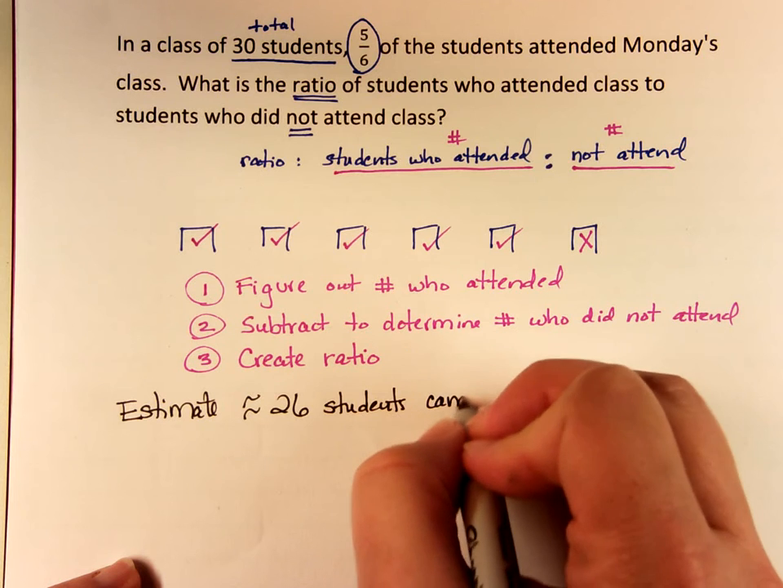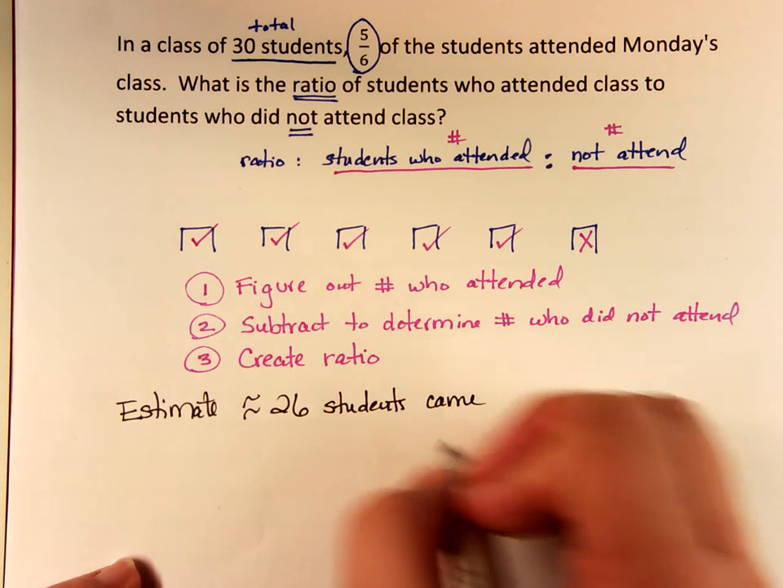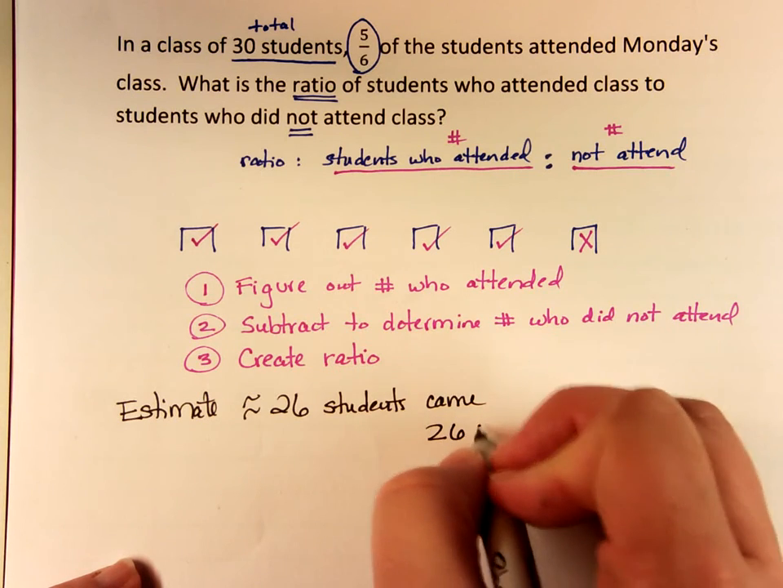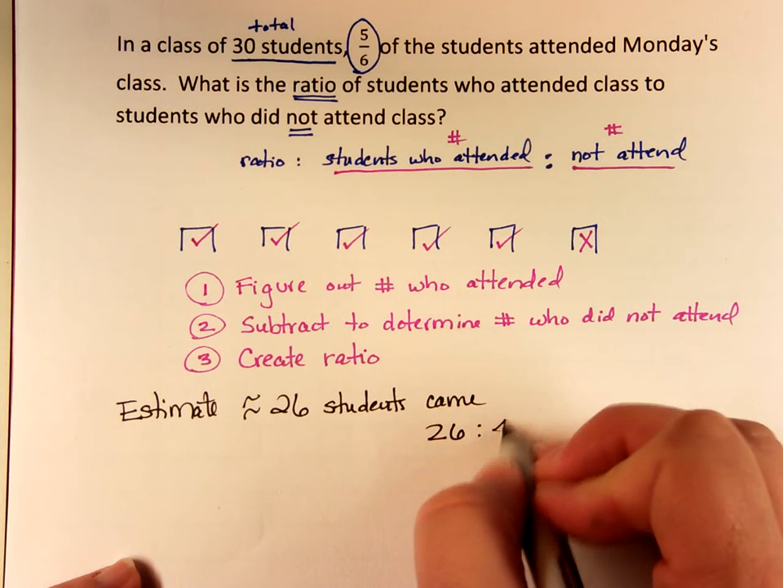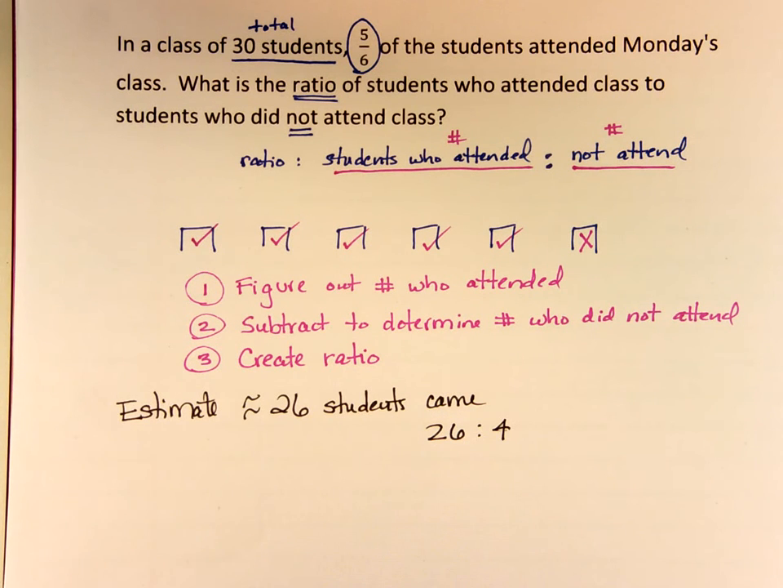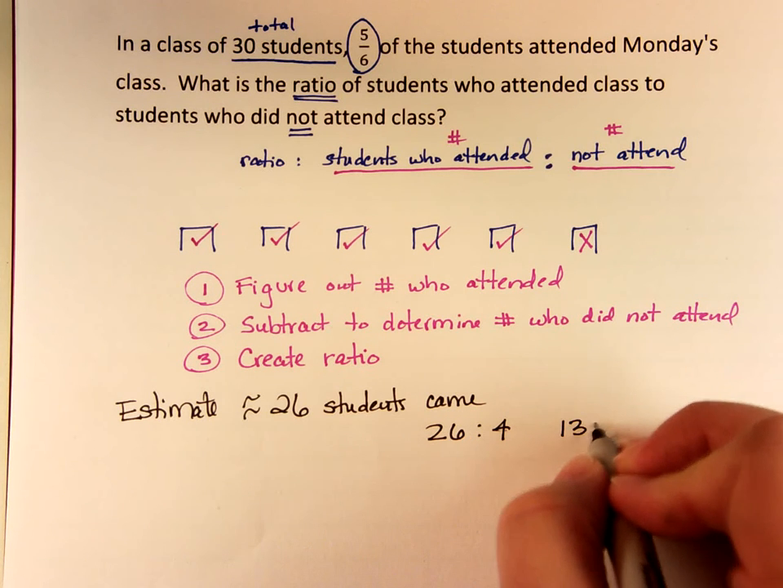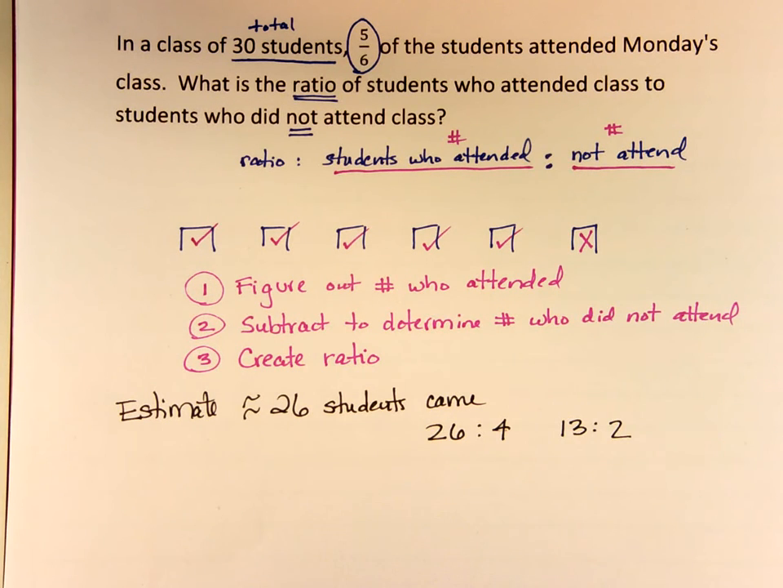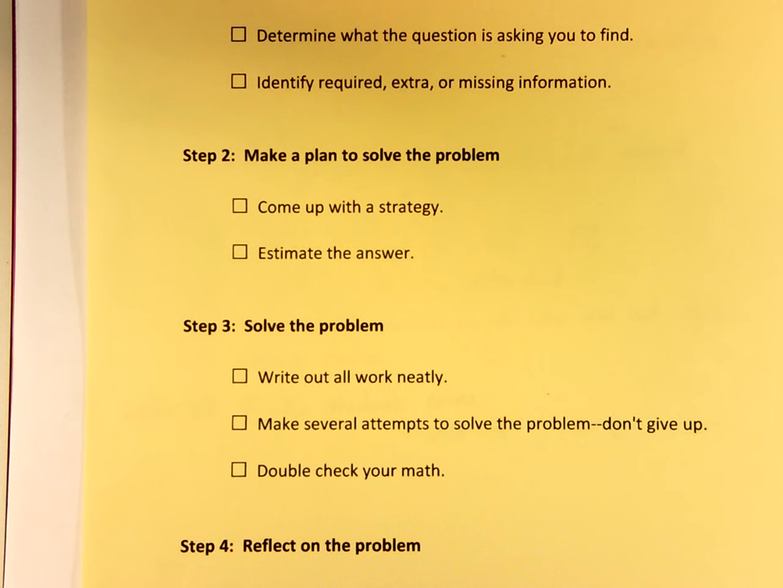And if we actually did the ratio of students who came to students who did not come, we would have 26 came. 30 minus 26 is 4 did not come. And we'd have to reduce this to simplest form. Let's divide it in half. 13 to 2 would be the ratio. Step number 3, let's go ahead and start solving the problem. Write out all work neatly, make several attempts to solve the problem, don't give up, and double check your math.